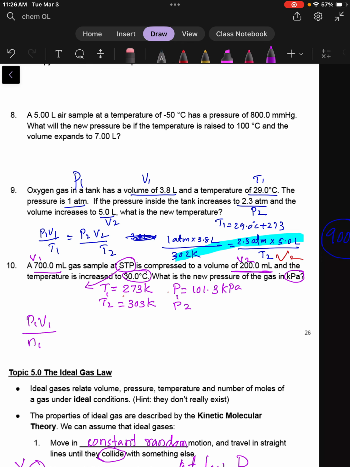So our combined equation is P1 V1 over N1 T1 equals P2 V2 over N2 T2. Now, we don't have anything mentioned about the number of moles. That means moles remain constant, so you don't need to worry about that. If something is constant, we don't need to worry about it in the initial and final. Now substitute: P1 is 101.3 kPa, and V1 is 700.0 milliliters.